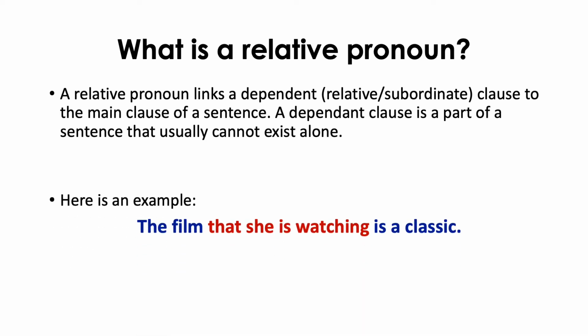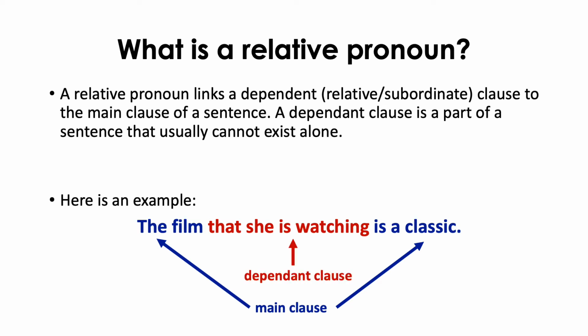So in the example below, we have the film that she is watching is a classic. Now, the text in blue is the main clause. This is a part of a sentence that could exist on its own. It makes sense. So the film is a classic makes sense. However, the dependent clause we've got there is in red. And the dependent clause that she is watching, that doesn't make sense on its own. It lacks context. So the dependent clause depends on the main clause to have meaning.